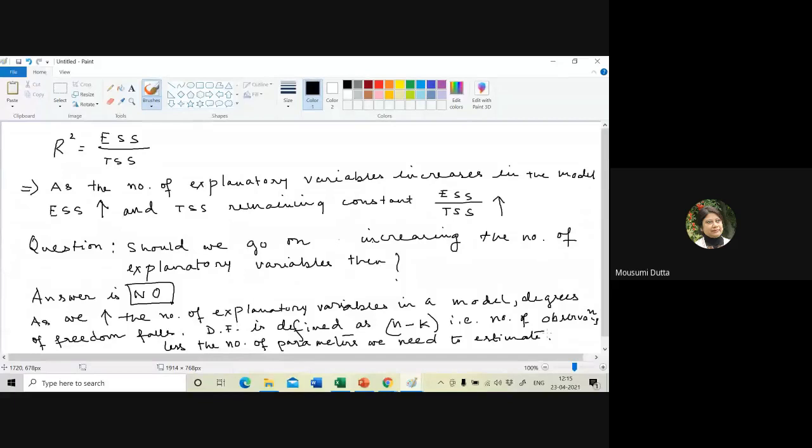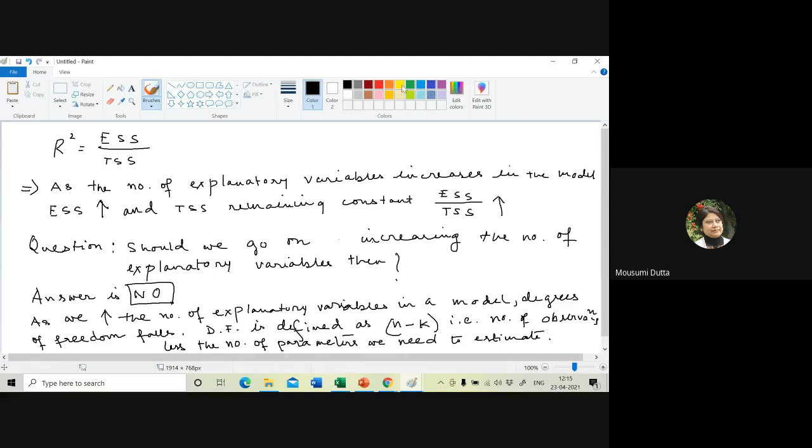So what I am telling is that as we go on increasing the number of explanatory variables, I have some benefit because my ESS will increase and thereby ESS by TSS will increase, and that will increase my goodness of fit. However, it has a cost part too. As we increase the number of explanatory variables in our model, the number of parameters we need to estimate is also increasing.